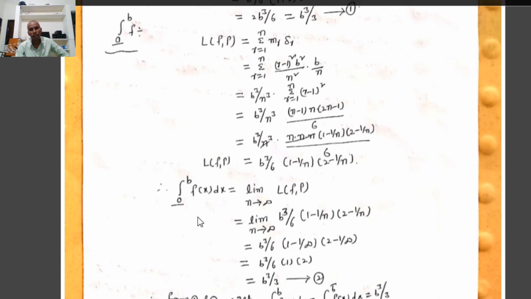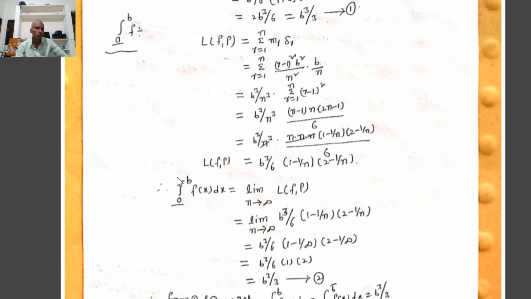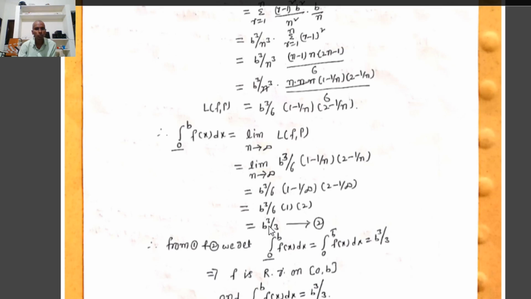By definition of the lower Riemann integration, where LFP is in terms of n, the lower integral from 0 to b of f of x dx equals the supremum of the set of all lower Riemann sums, or limit n tends to infinity LFP. Therefore limit n tends to infinity LFP equals b cube by 6 into 1 minus 1 by n into 2 minus 1 by n. Substituting n equal to infinity, that equals b cube by 6 into 1 minus 1 by infinity into 2 minus 1 by infinity. 1 by infinity equals 0, therefore b cube by 6 into 1 into 2, that is 2 into 3, 6, so b cube by 3.